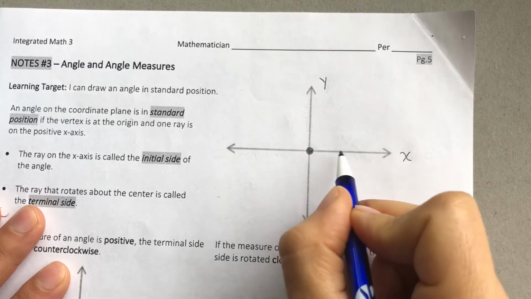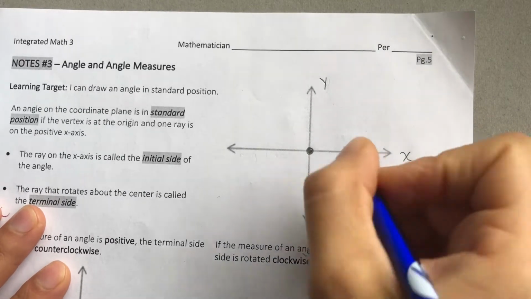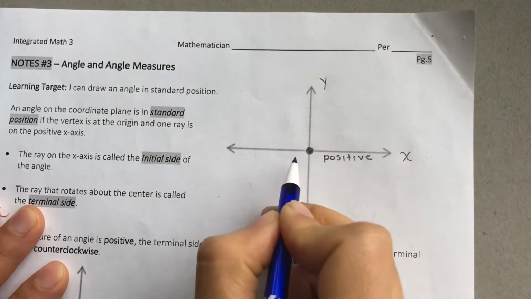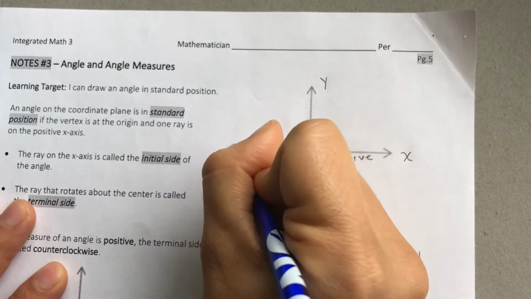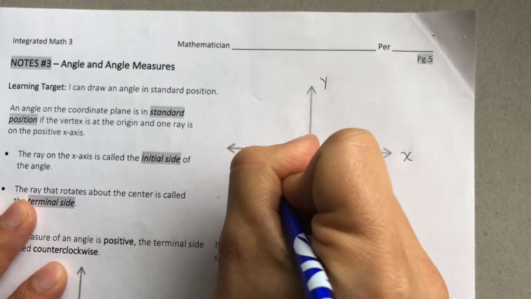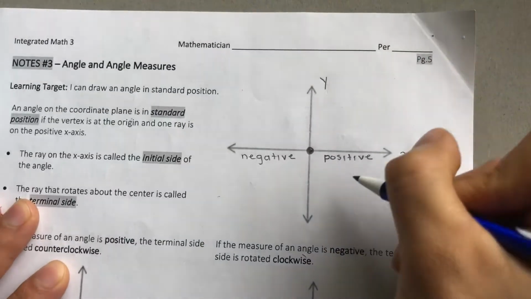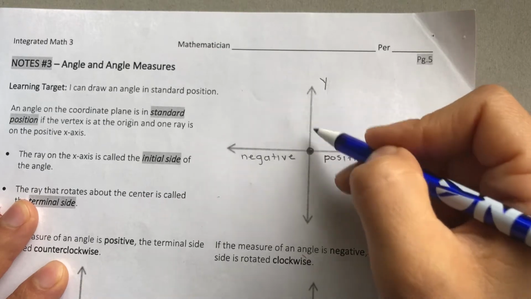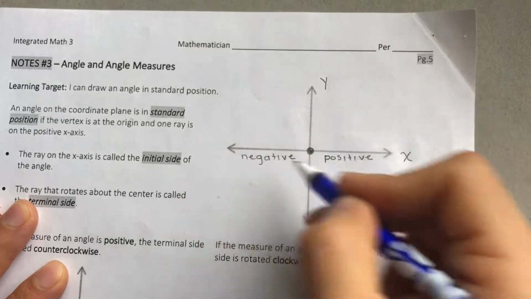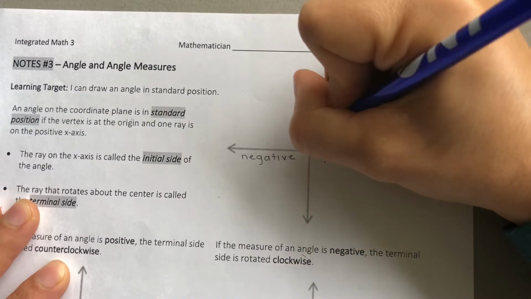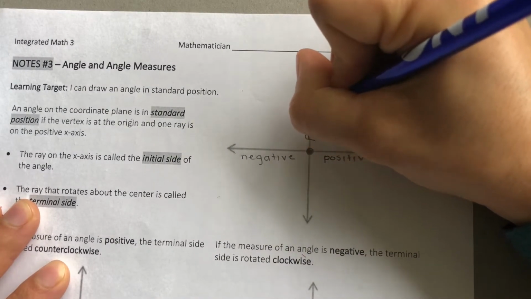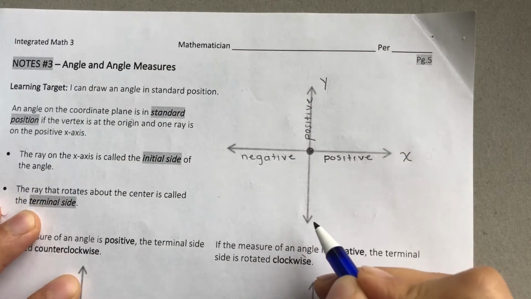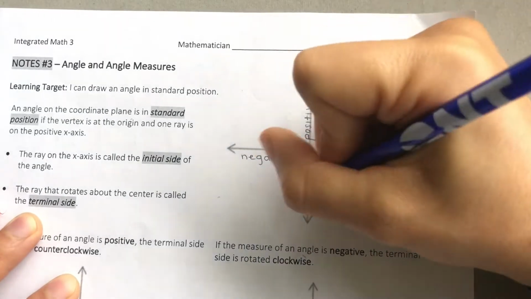This side of the x-axis, the right side of the x-axis, is the positive side. The left side of the x-axis is the negative side. Now, when we look at the y-axis, the side that is above the x-axis is the positive side. And the side that is below the x-axis is the negative side.